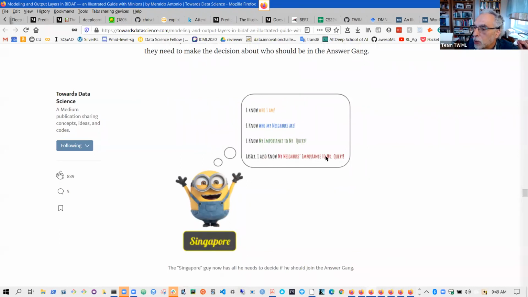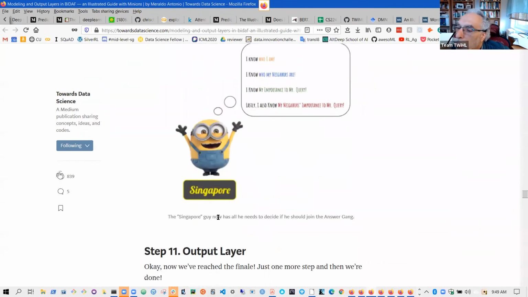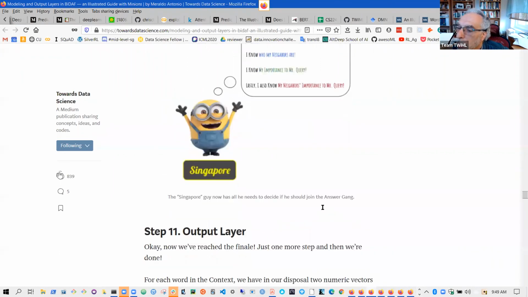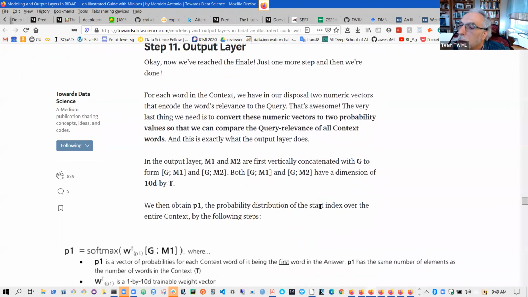Okay, so that's the things we saw last time, and now the fourth piece is that each word knows not only its relationship to the query, but the relationship of all its neighbors to the query. The Singapore guy now has all he needs to decide if he should join the answer gang. So that's the output layer, I guess. For each word in the context, we have 2 numerical vectors that encode the word's relevance to the query. That's, I guess, the M1 and the M2.